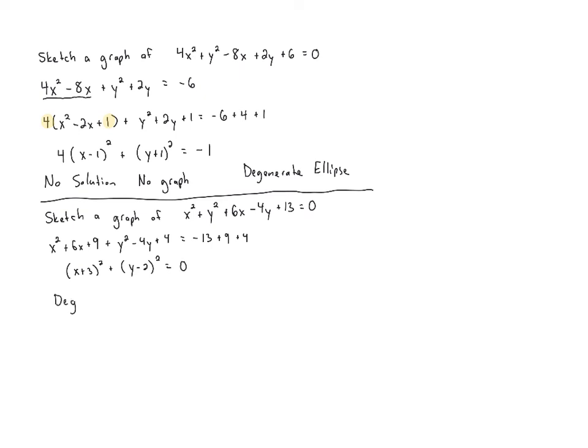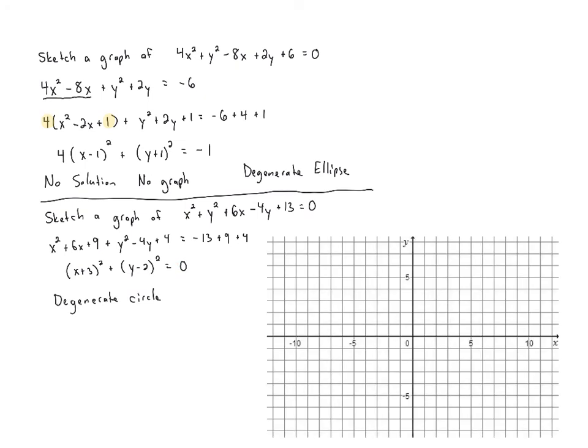And so this is actually a degenerate circle. It's basically a circle with radius 0. So the center is going to be at negative 3, 2. So that's to the left 3 and then up 2. And if the radius is 0, well, the only point that's 0 units away from this is that point itself. And so in this case, our graph is just 1 point.